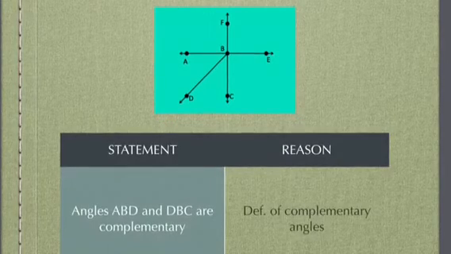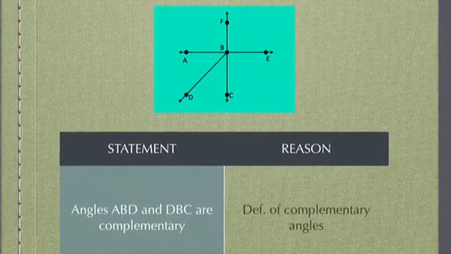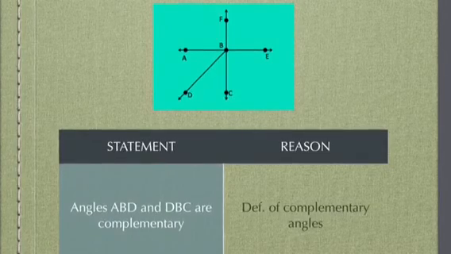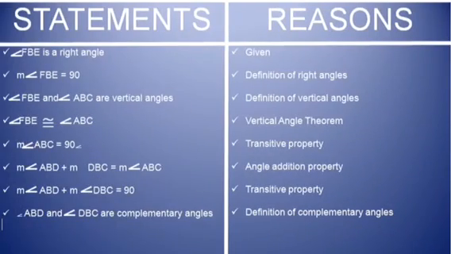The eighth and last statement is angles ABD and DBC are complementary, and the reason is the definition of complementary angles, because angle ABD and DBC sum up to 90 degrees, which is the definition of complementary angles. In summary, this is how your two-column proof will look if you followed our steps.